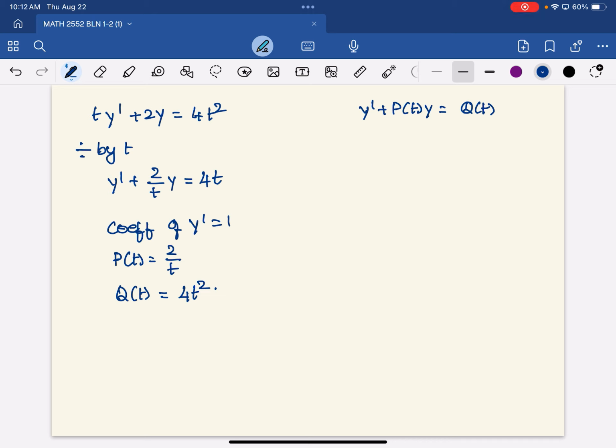So now, can I solve this problem using the graphical method? Just based on whatever I have done in the previous lecture. Can I solve it using the graphical method? No. Why?